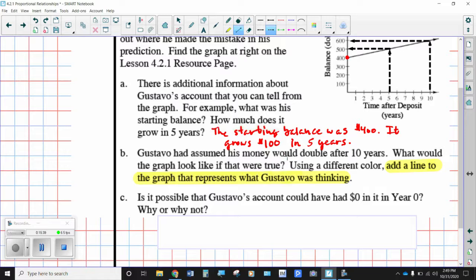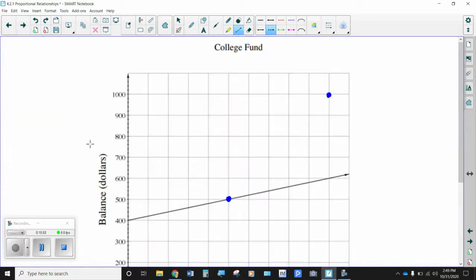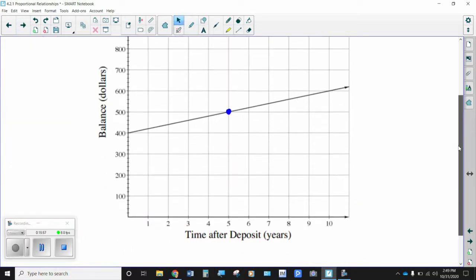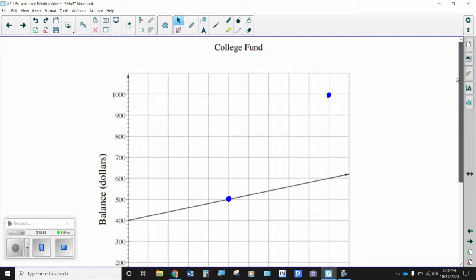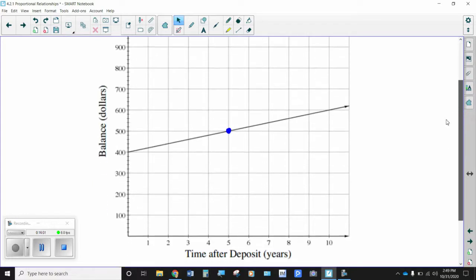Gustavo had assumed his money would double after 10 years, but he was wrong. What would the graph look like if that were true? Using a different color, add a line to the graph that represents what Gustavo was thinking. All right, so this is where it would be really good for you to be able to print this off and create this graph. But if you're not able to, then you could just watch what I'm doing here.